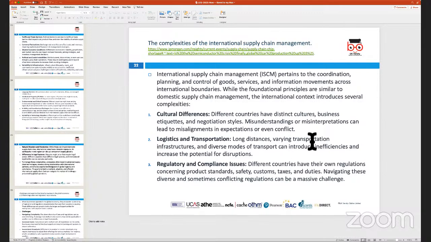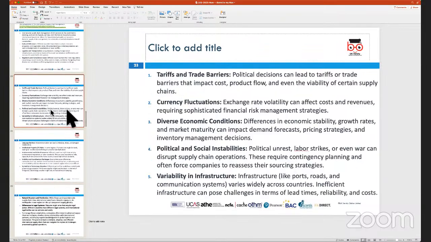So there could be lots of different reasons that we could look at, and some of these complexities or factors which can affect the supply chain could be cultural differences, it could be logistics and transportation issues, it could be regulatory compliance, it could be tariffs and barriers which sometimes can come in.